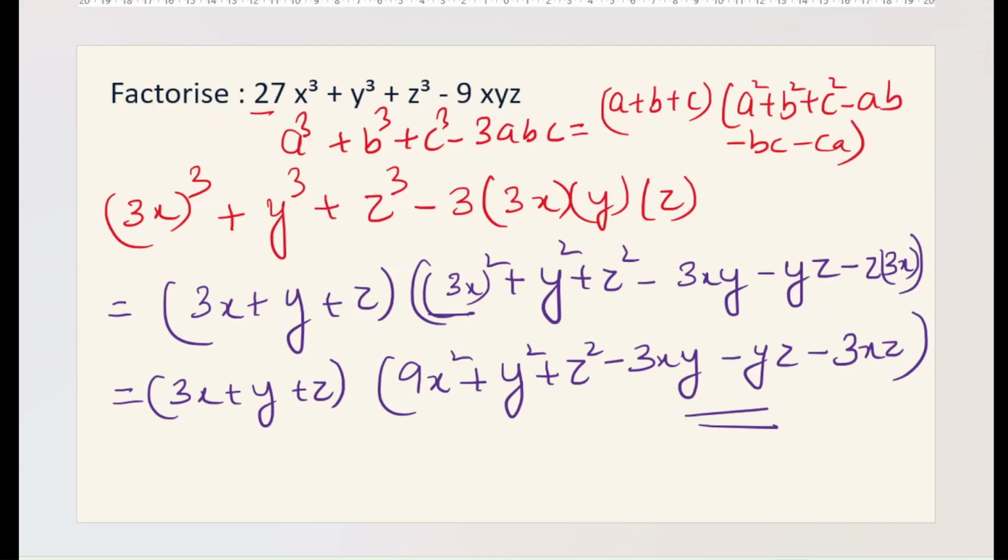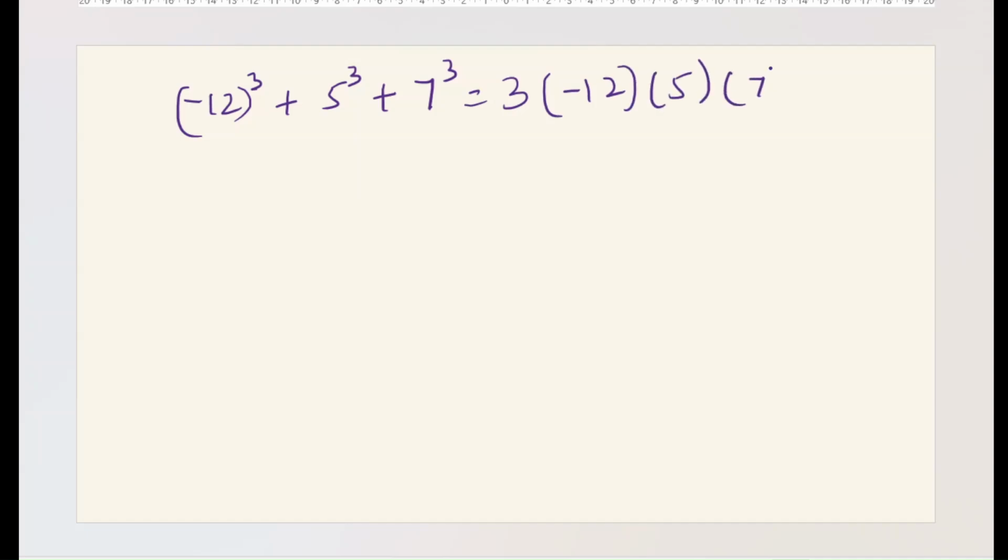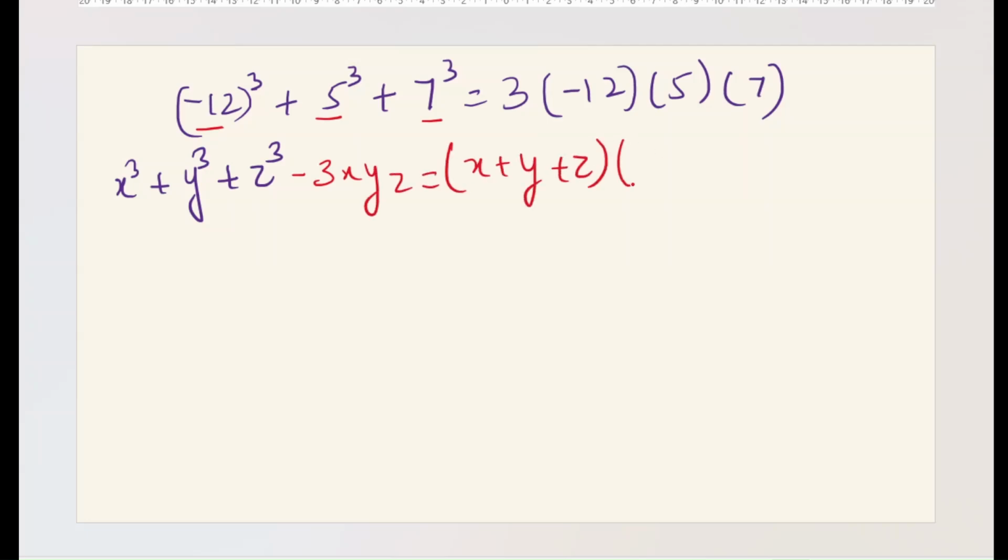Okay. So one very famous question is there in this. Suppose you have this question: minus 12 whole cube plus 5 cube plus 7 cube. What is the answer? Answer is 3 multiplied by minus 12 multiplied by 5 multiplied by 7. How? So this thing is very important. Why? Because what is our identity? x cube plus y cube plus z cube minus 3xyz, that is equals to x plus y plus z into x square plus y square plus z square minus xy minus yz minus zx. Right?